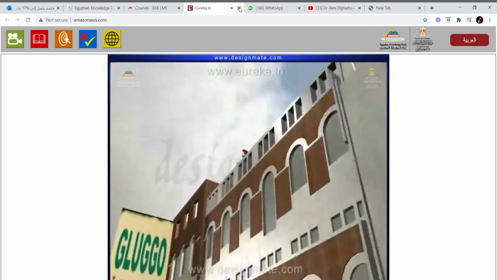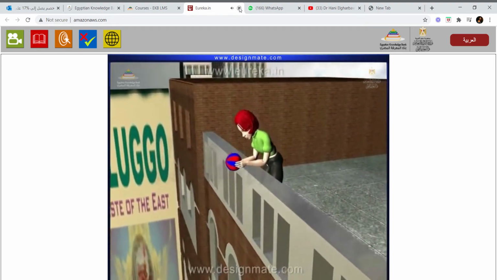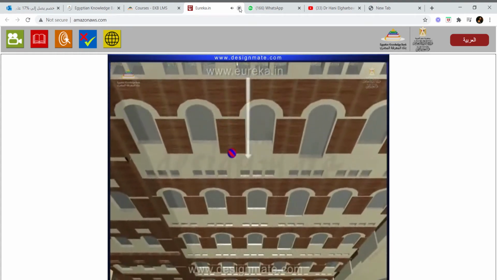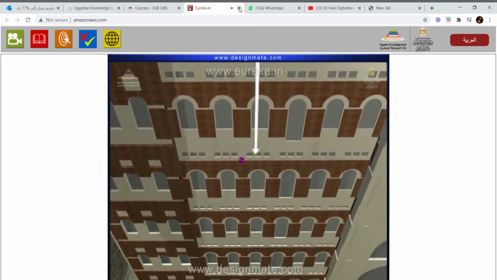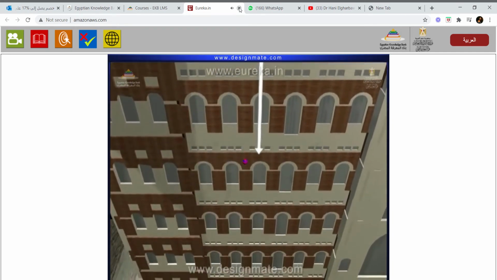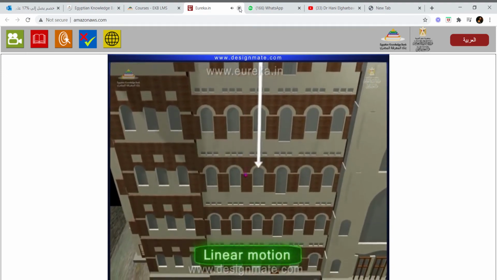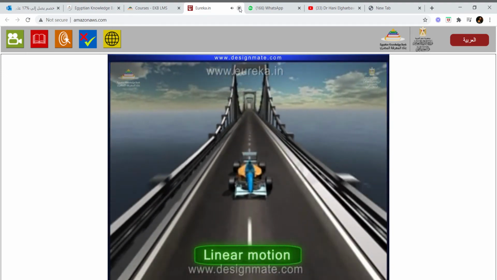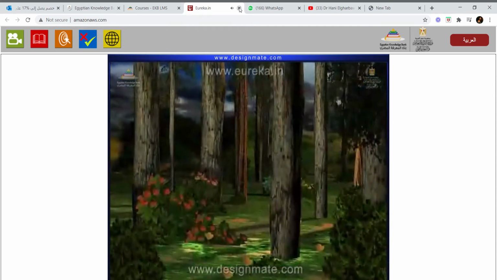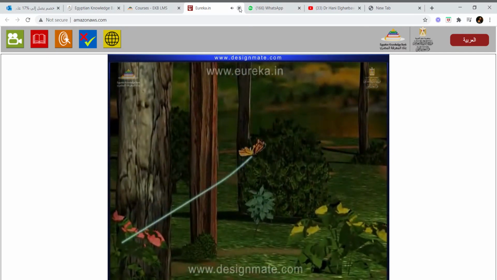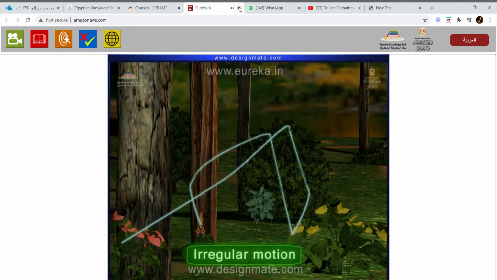Take a ball and drop it from a certain height. Observe that it travels along a straight line. This type of motion, in which an object moves in a straight line, is called a linear motion. A car moving on a straight road is an example of linear motion. Now, think about a butterfly flying in air. Its path is irregular. This type of motion, where an object moves in an irregular way, is called irregular motion.